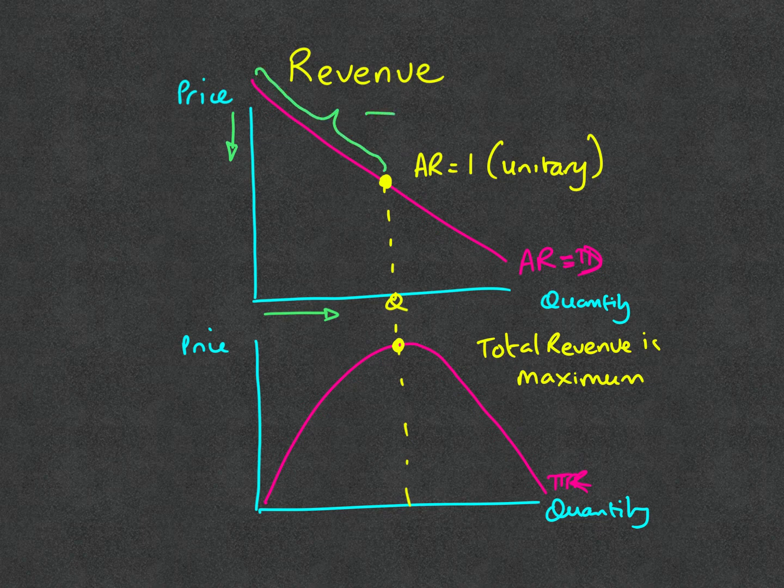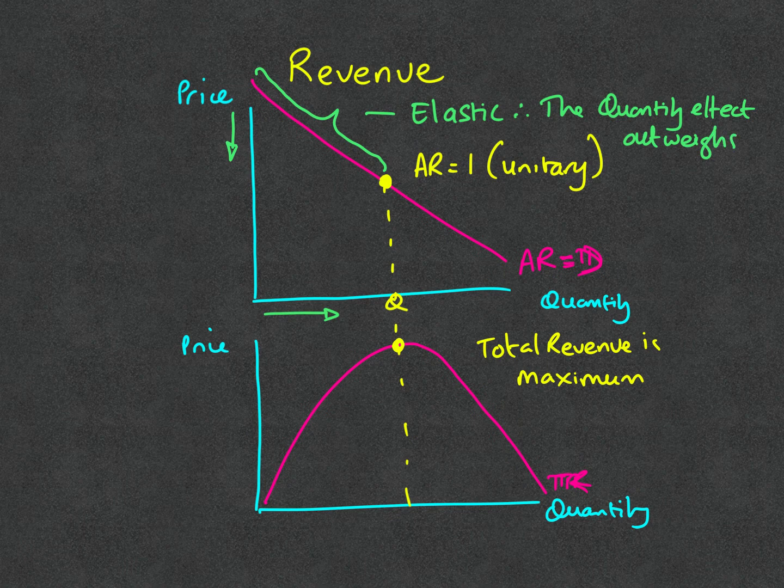Now, the top half of the graph I've just highlighted, we notice that the demand curve is elastic. Therefore, if we decrease prices, the revenue gained from more units sold will outweigh the revenue lost from the decrease in price. And that's what we mean by the quantity effect outweighs the price effect in the elastic region.